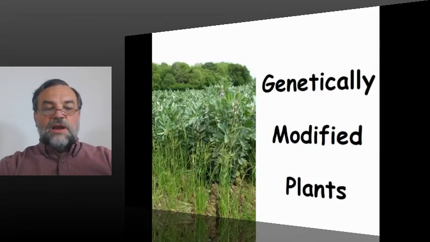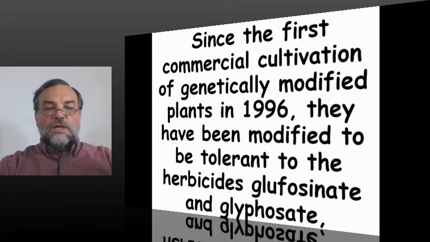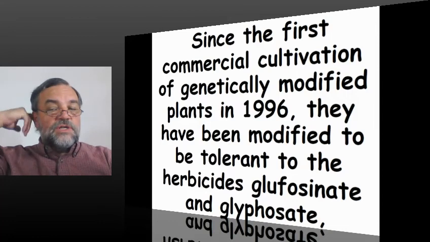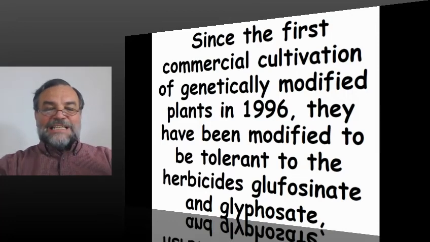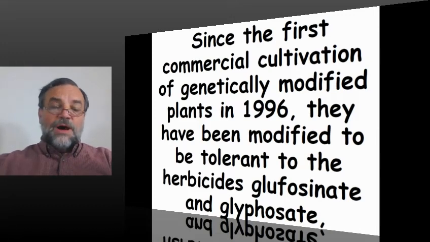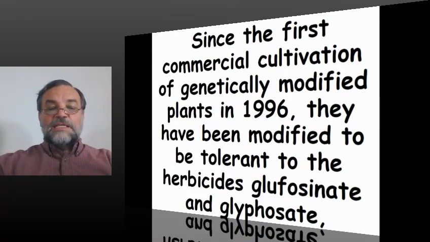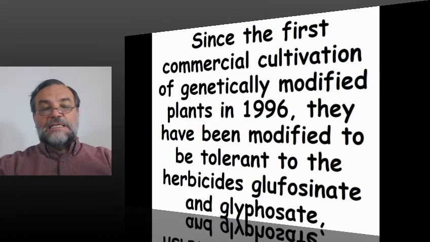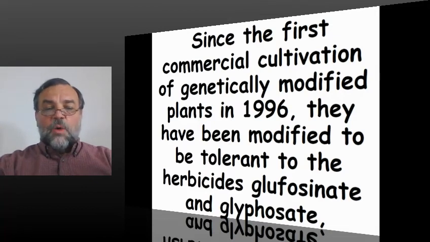We have genetically modified plants. Here's a picture supposedly of some in the UK. Since the first commercial cultivation of genetically modified plants in 1996, I wanted to get to that date. What we're saying here is this is not just an experiment, let's see if it works or it doesn't work. It's actually been used to produce genetically modified plants, which you probably are eating or have eaten some of since 1996. So we're talking quite a few years here, 15 years or so that this has been done even on a commercial basis.